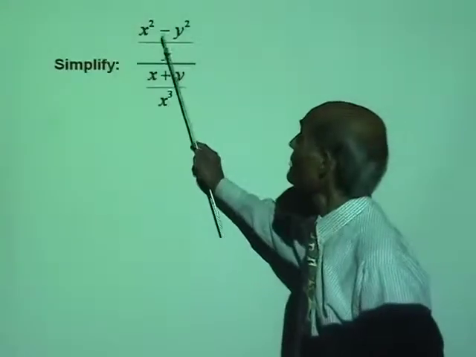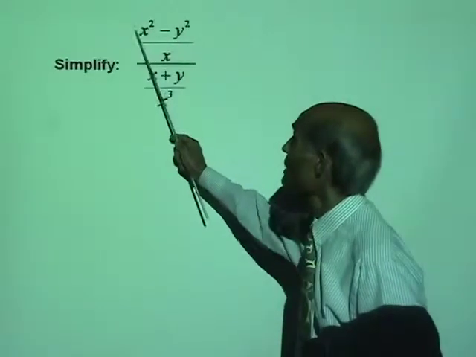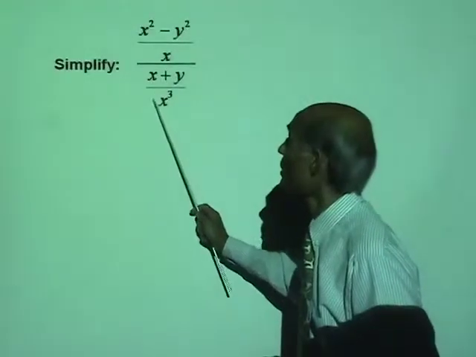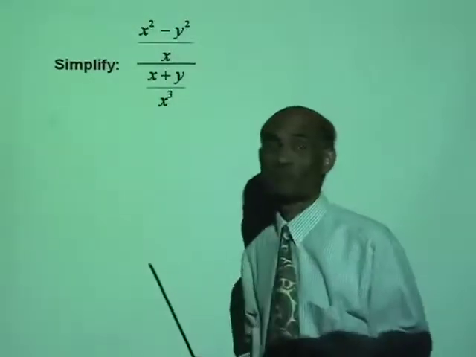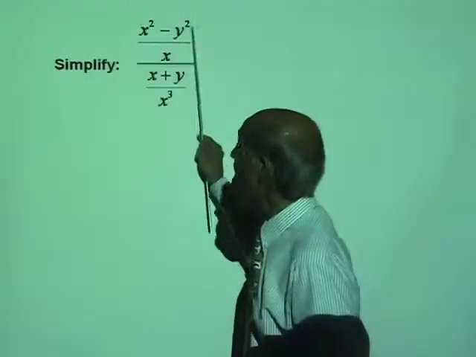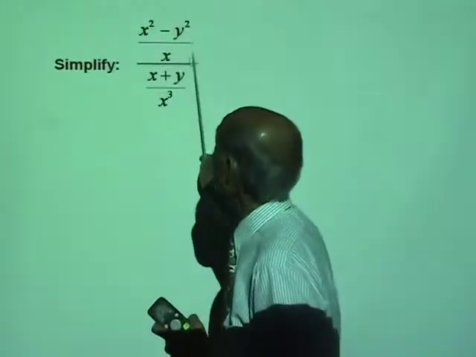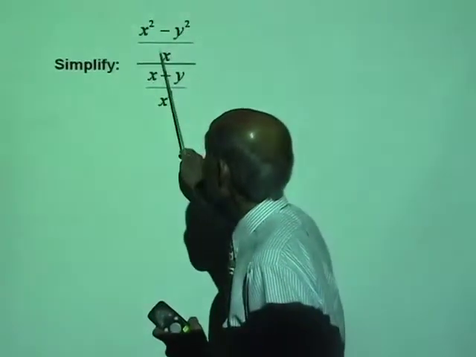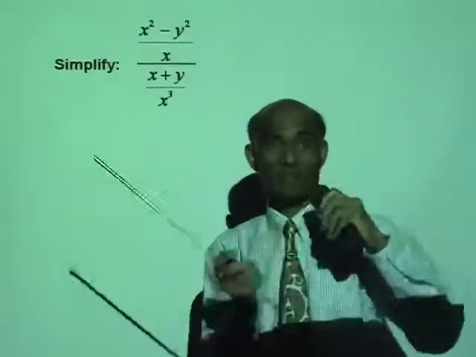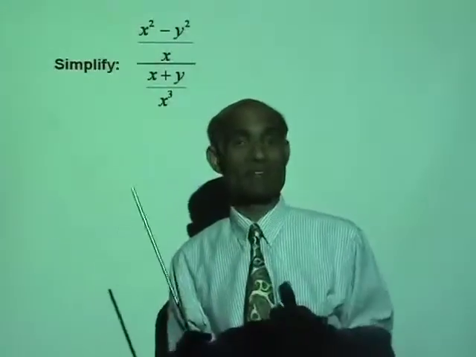Simplify x squared minus y squared all over x, that is the numerator, divided by x plus y over x cubed. Now if you look at this, the numerator is a simple fraction. You see, that numerator has a numerator and a common denominator. It's a simple fraction. Similarly, the denominator also is a simple fraction.